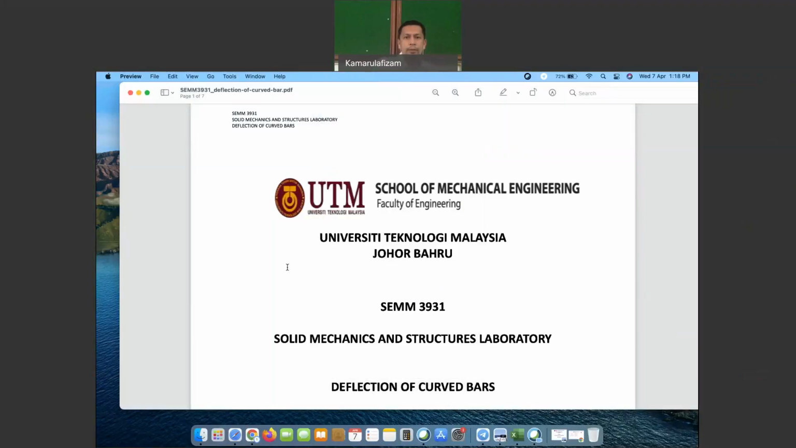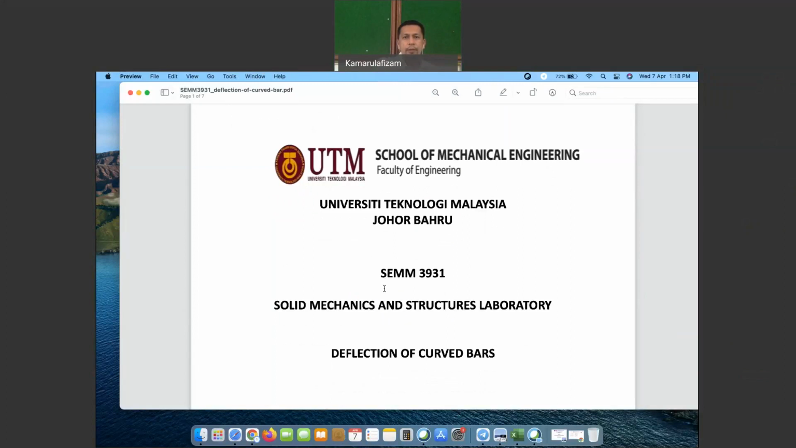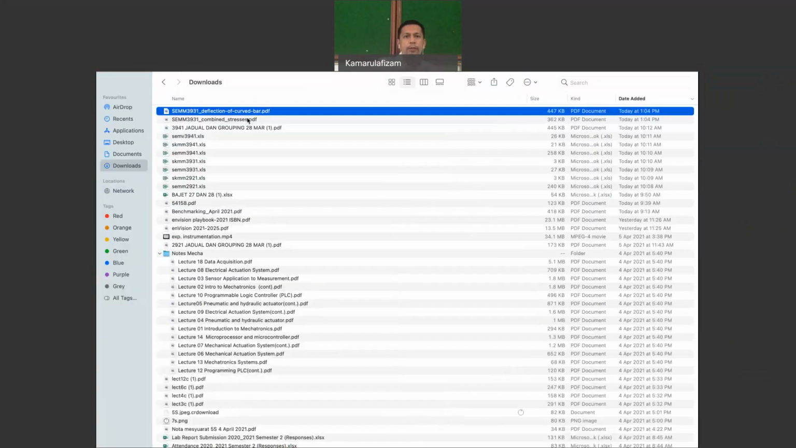All right, this is a short briefing session for Mechanics of Solids and Structures Lab, Lab 2, SEMM 3931. In this lab, we basically have two experiments. Let me share the lab sheet so that you can see it. The first one is deflection of curved bar, and the other one is combined stress.